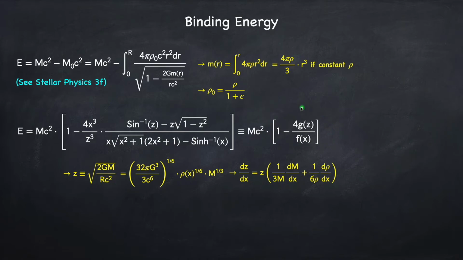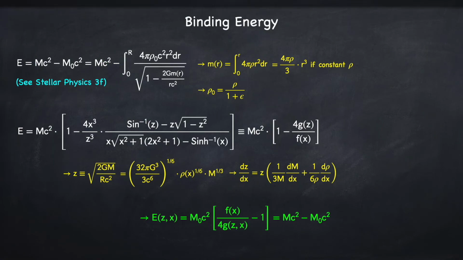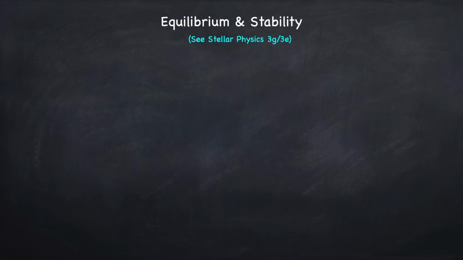Now remember that this entire expression equals the gravitational mass minus the rest mass. So this second term here, mc squared times 4g over f, that's the rest mass. So we can easily rewrite this equation in terms of the rest mass, and now it's the total energy of the star that depends on f and g. So this term, the rest mass times c squared times f divided by 4g, that's the total energy of the star. Now that we know what the energy is, we can solve for equilibrium and stability, which I covered in Stellar Physics 3G as well as Stellar Physics 3E.